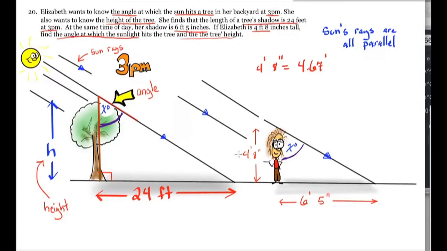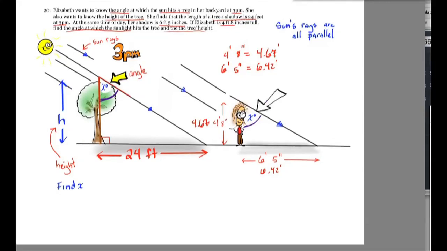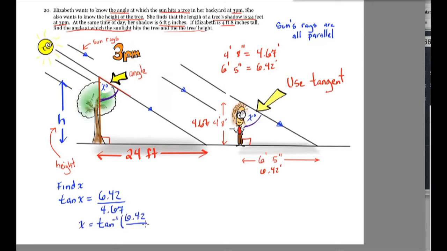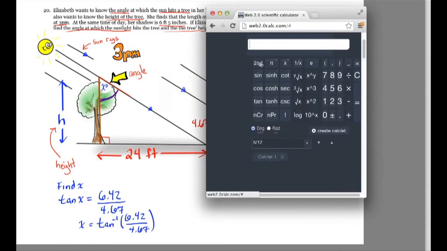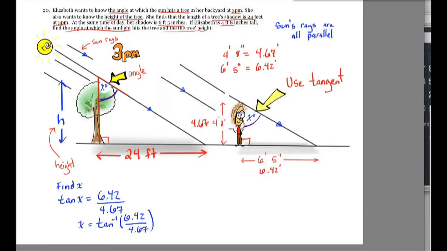So I'm setting up the drawing here. We know that these 2 triangles will be similar triangles. If we know her height and her shadow, we can calculate the angle of the sun, which we use inverse tangent. We can get an angle of 54 degrees. This would be the same as the sunlight hitting the tree.